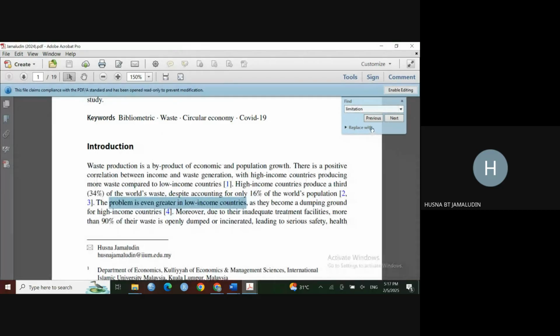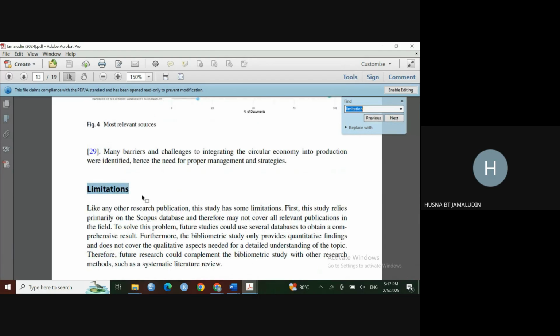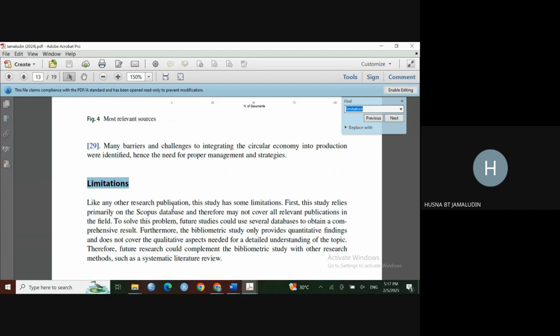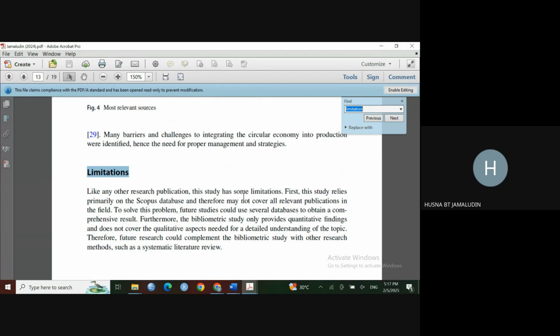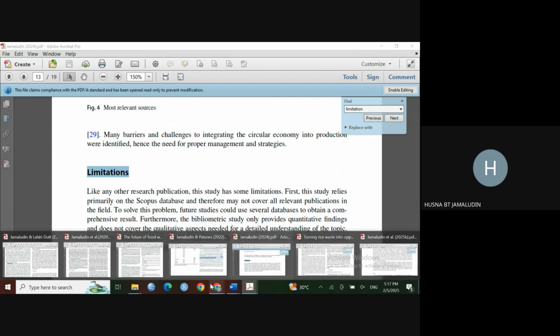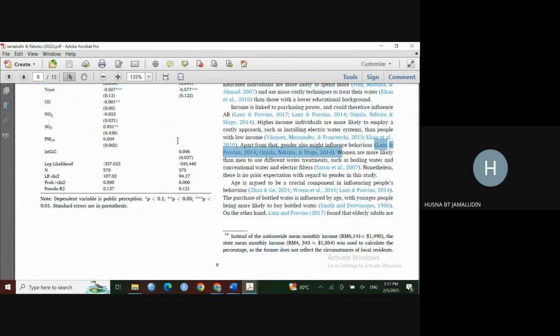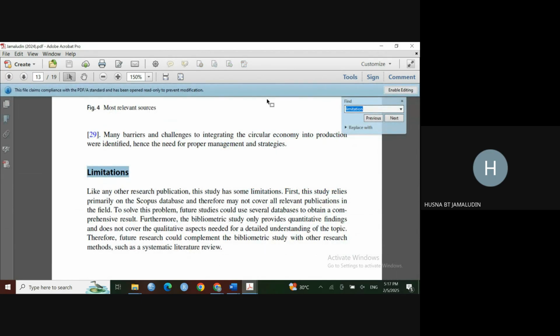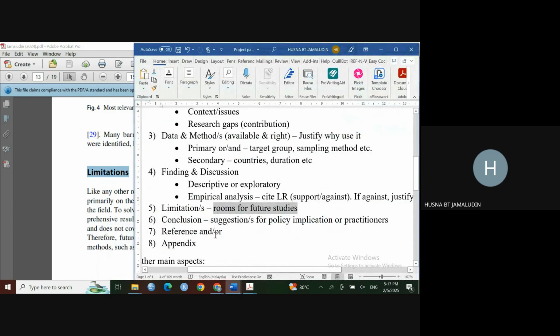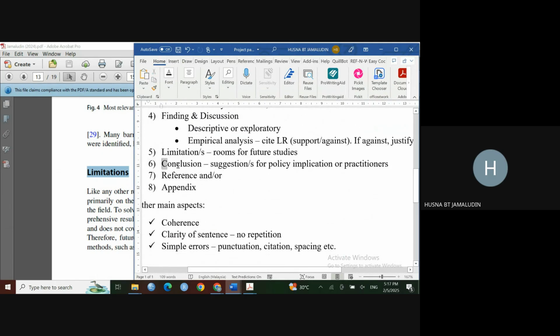Let me see the bibliometric paper. Here I specifically mentioned, like any other research publication, this study has some limitations. Whatever it is, you have to show that, of course, there is no way that your study is perfect. Let me put here limitation. Basically, I don't have to show the example for everything. You just have to put some limitation to show that you allow for some improvement in future study.